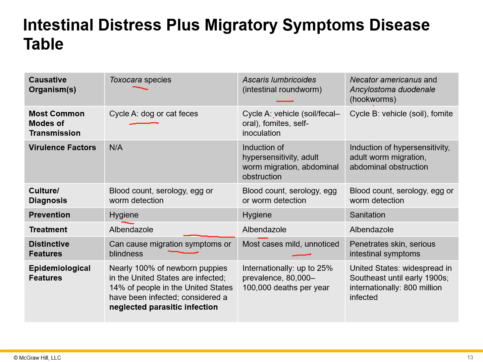The hookworms, though, Necator americanus, which causes hookworm infection, has life cycle B, where the eggs are released. They mature outside of a host, out in the environment, and then the worms are actually ingested. Again, proper sanitation is really important with this one, but these can penetrate the skin and cause serious intestinal symptoms.